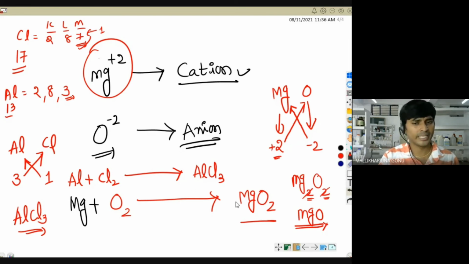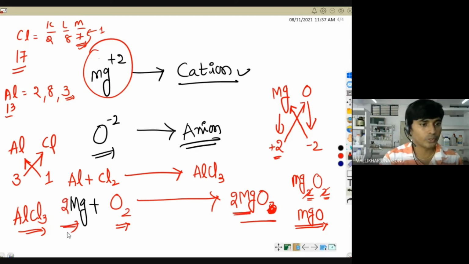Every chemical reaction should be balanced. So in this case, Mg plus O2 gives MgO. But how many O are there on the left side? 2. So you should not put 2 here. You have to put 2 always before the formula. You are not supposed to change the formulas. Now oxygen is balanced, but magnesium is 2 on the right side and 1 on the left side. That is the reason you have to put 2.